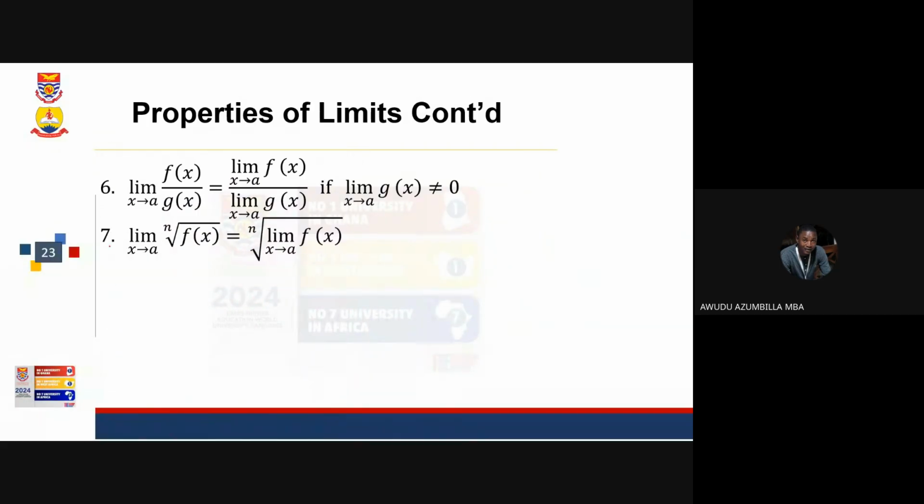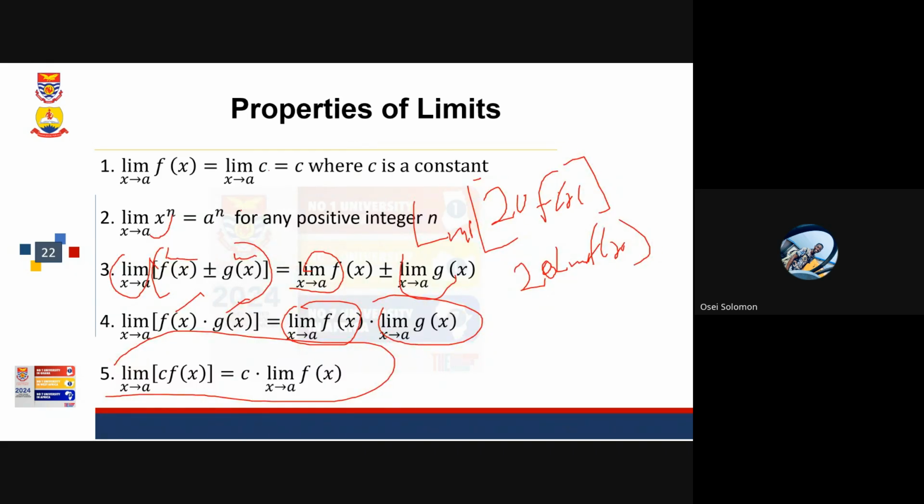Okay. Now we have the quotient. This one, the same. Sir, with the last example, it means the constant is multiplying the function? Yes. The constant is multiplying the function. So if you are applying the rule, separate the constant. Okay, sir.